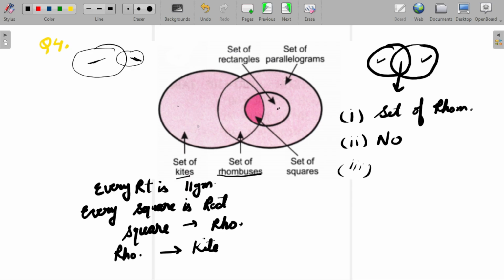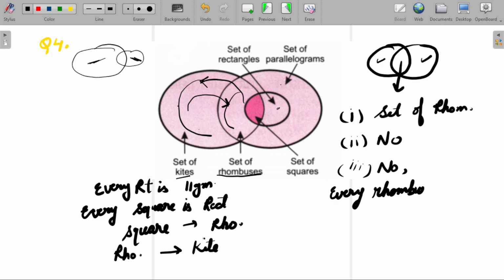Every kite, so this kite, this is not a rhombus. As you can see, this is a portion of kites. Can you see that every kite is a rhombus? No, some of them are, right? So the answer again will be no. And what is the correct option for this? The correct option is every rhombus is a kite, the reverse of it.